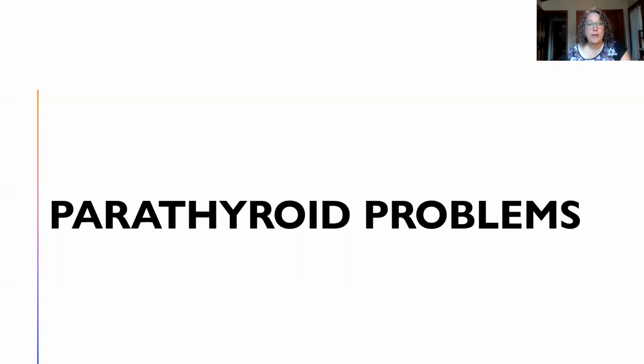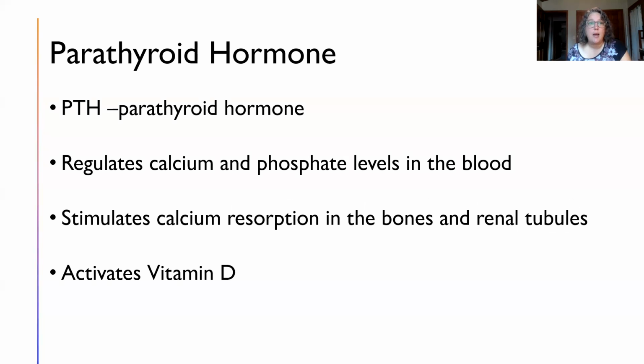So, parathyroid problems. Quick reminder, parathyroid hormone is usually abbreviated PTH. Its whole job is to regulate the balance between calcium and phosphate levels in the blood. Calcium and phosphate are kind of yin and yang to one another, just so that you're aware.